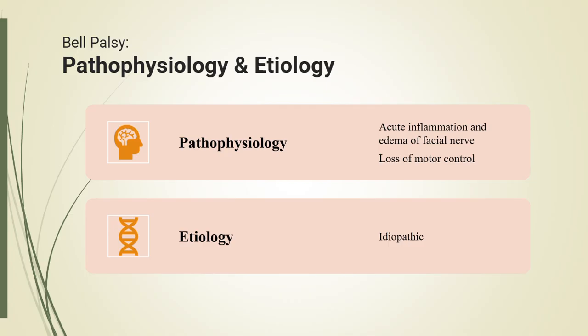Because Bell palsy is an acute unilateral paralysis of the facial nerve, or cranial nerve 7, understanding the function of the facial nerve helps us better understand Bell palsy. The pathophysiology of Bell palsy is linked to inflammation and edema of the facial nerve.